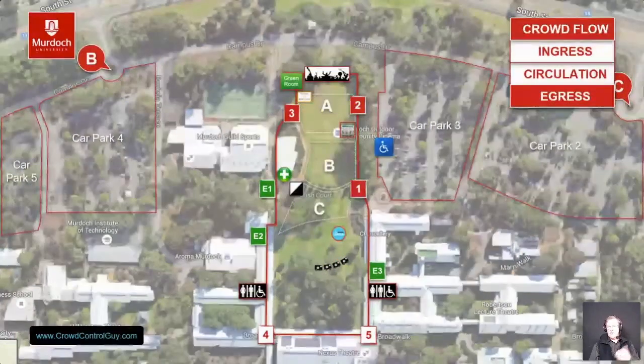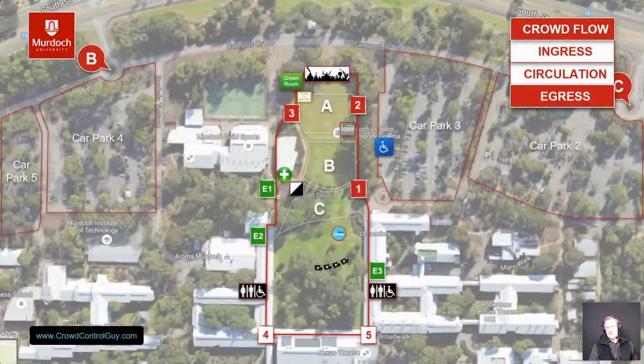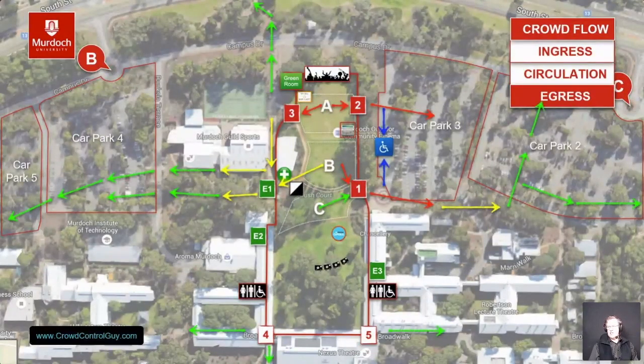Notice all the bush, by the way, the trees, we call it the bush. If there was a fire in this area, we have a bush fire management plan as well. The egress, well, we crack open E1 as an extra gate, and trust me, 6 to 8 minutes and we're gone. We're good to go.